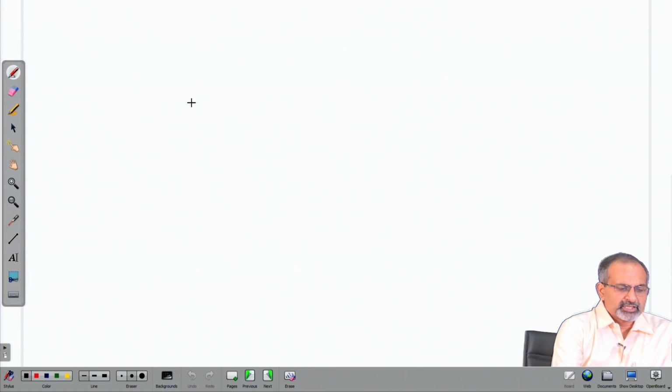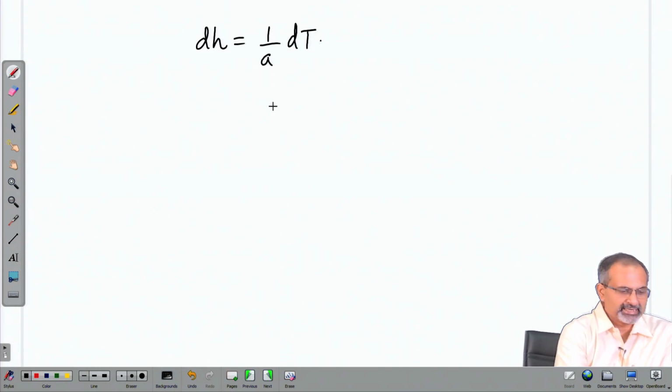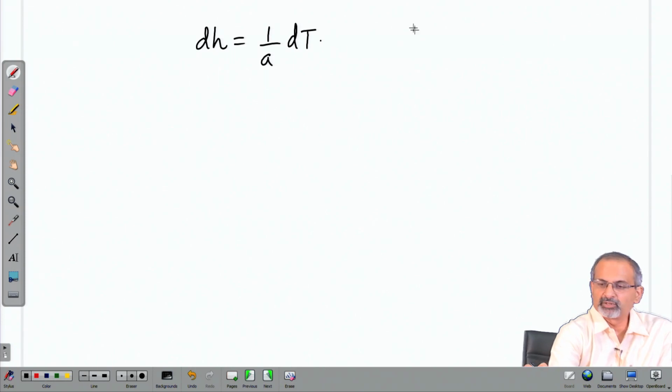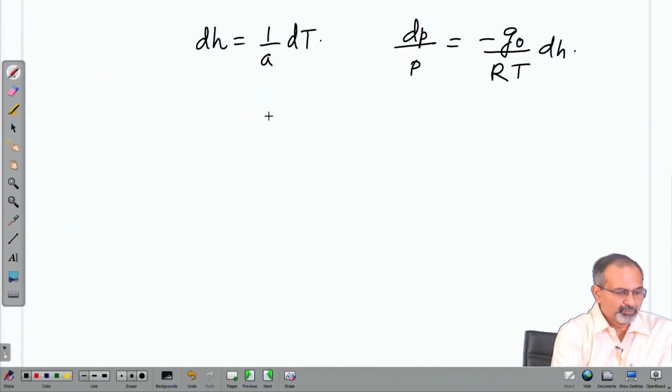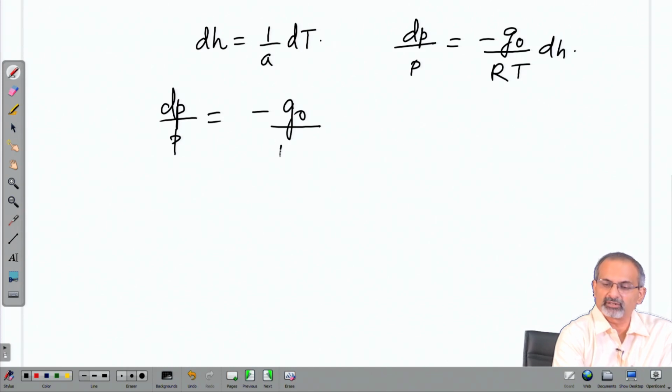If you invoke equation 10, and then from equation 13 you see that dh is equal to 1 by a dt, where a is the lapse rate, and equation 10 gives you dP by P is minus g naught by RT dh, then putting them together, what do you get? You get dP by P is equal to minus g naught by RT times 1 by a dt.